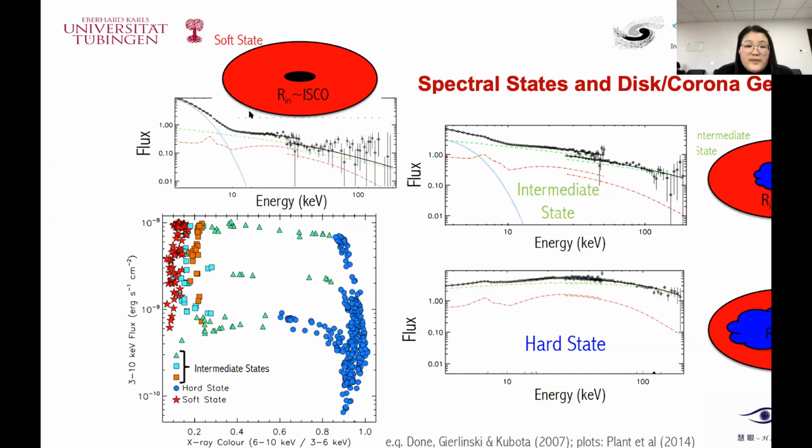So the spectrum is dominated by the disk emission. Then you will see very broad features here at the low energy range, and at this point the power index becomes higher. So the photon index becomes higher.